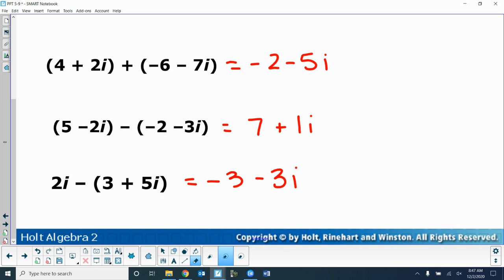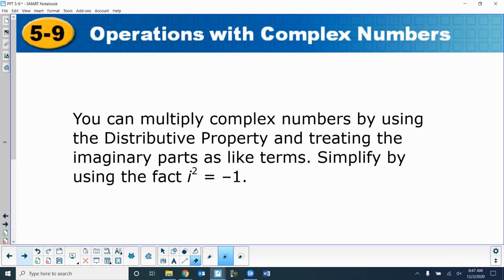We good on those? That's pretty easy, aren't they? Combining like terms, adding, subtracting complex numbers. All right, you can multiply complex numbers by using the distributive property and treating the imaginary parts as like terms. Simplify by using the fact.